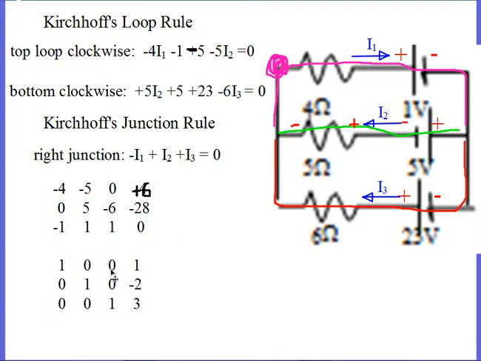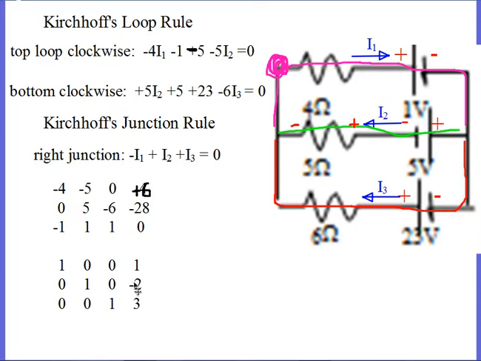If you do the reduced row echelon form of this, there is row echelon form. You should see this matrix and then these numbers here. And so we can just read this, that current 1 would be equal to 1 amp, and current 2 would be equal to negative 2 amps, and current 3 would be equal to 3 amps.